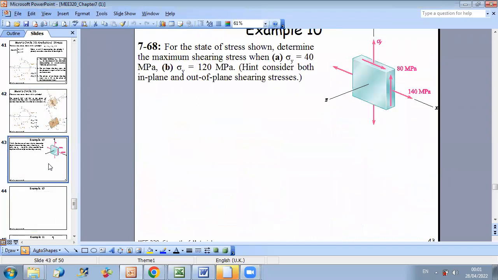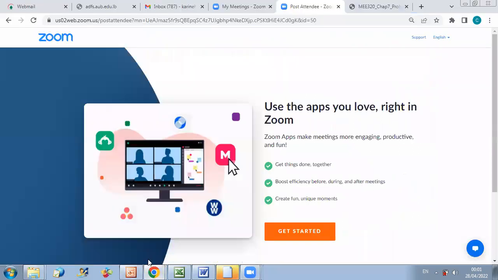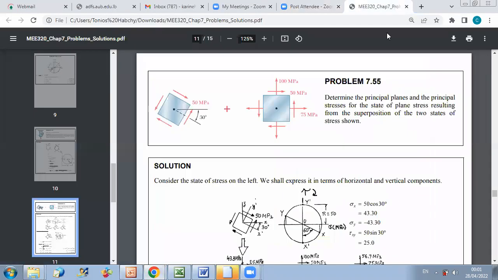Now, let us do examples on the case of 3D analysis. Let us start with the following problem. Determine the principal planes and the principal stresses for the state of plane stress resulting from the superposition of the two states of stress shown.